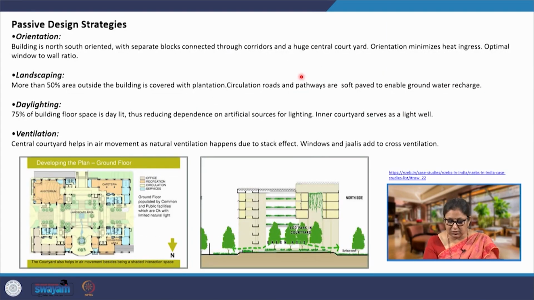And the building is also connected at some of these points in between as bridges, and together they are able to produce 100% of the energy that is required in this building through the photovoltaic cells. And before that has been planned, the passive design strategies have been put in place correctly. That includes orienting the building correctly, landscaping, daylighting, ventilation. The courtyard helps in ventilation significantly due to the stack effect.